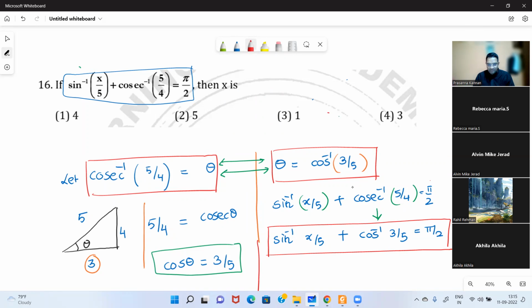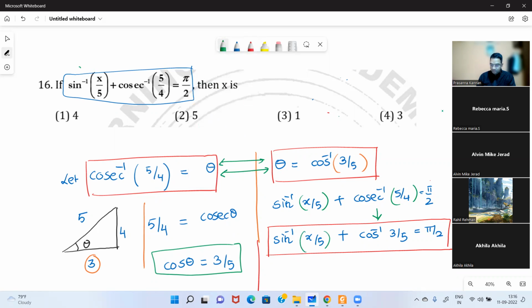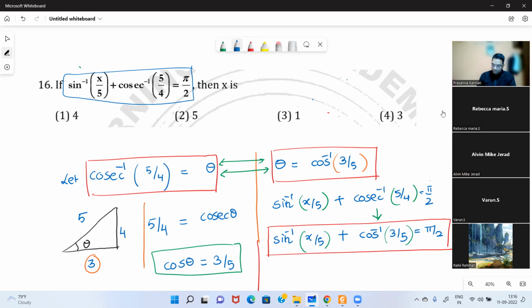What do you expect x to be? What should be x? Are you guys able to hear me? Yes, sir. Can you tell me what is x? Even without further solving, we'll be able to get the answer. What is it? Three, sir. 3, exactly. x must be equal to 3, that's all. That's the answer. Why is it so? Tell me.